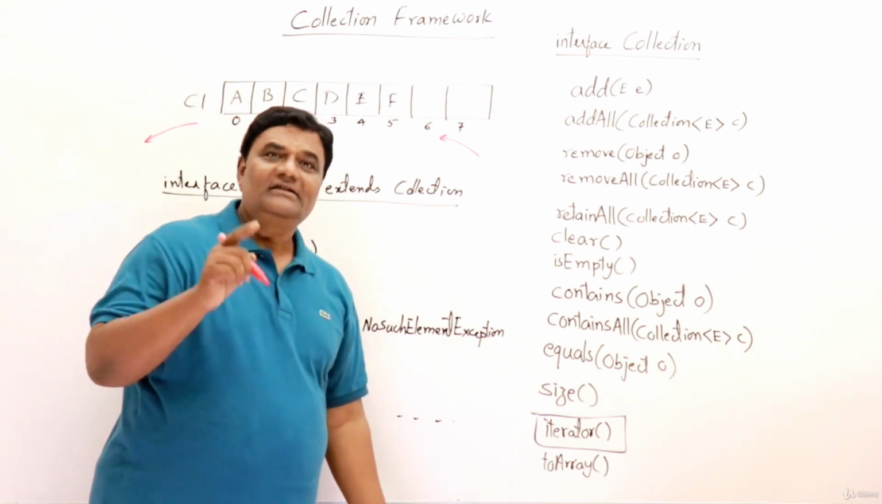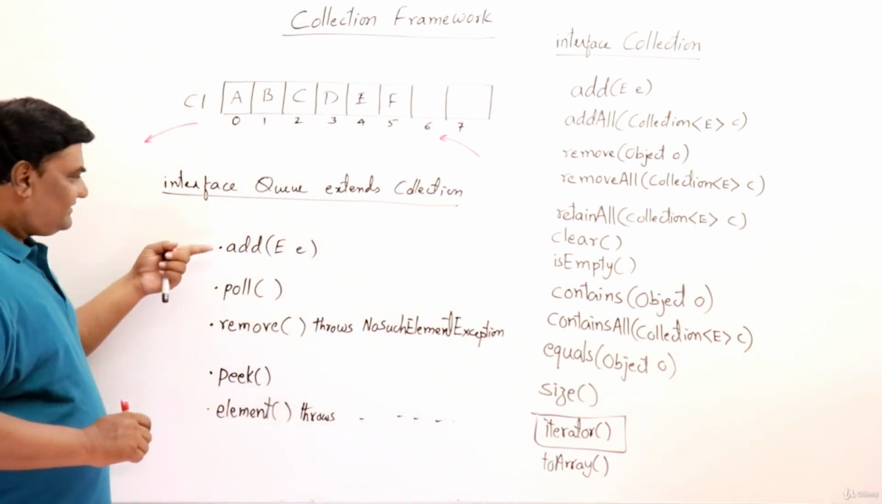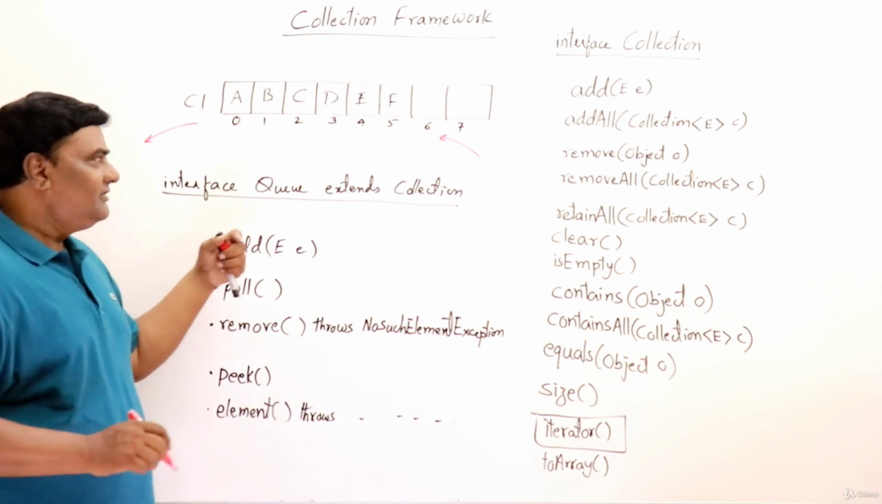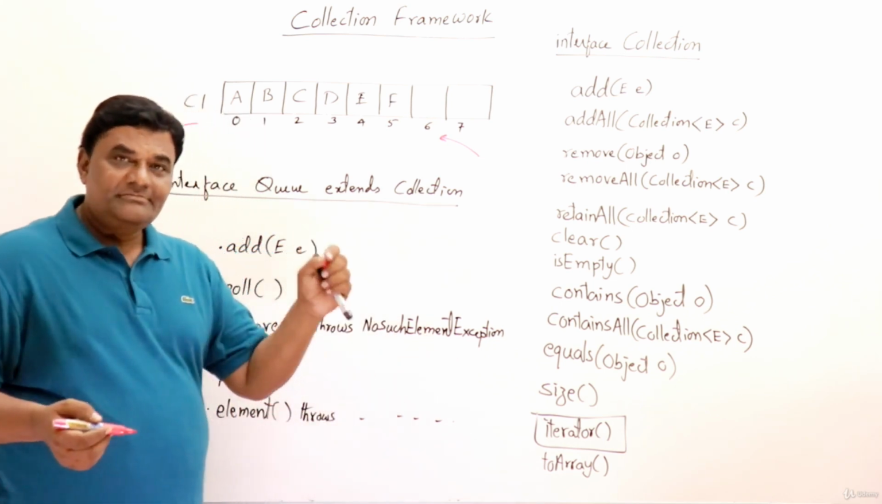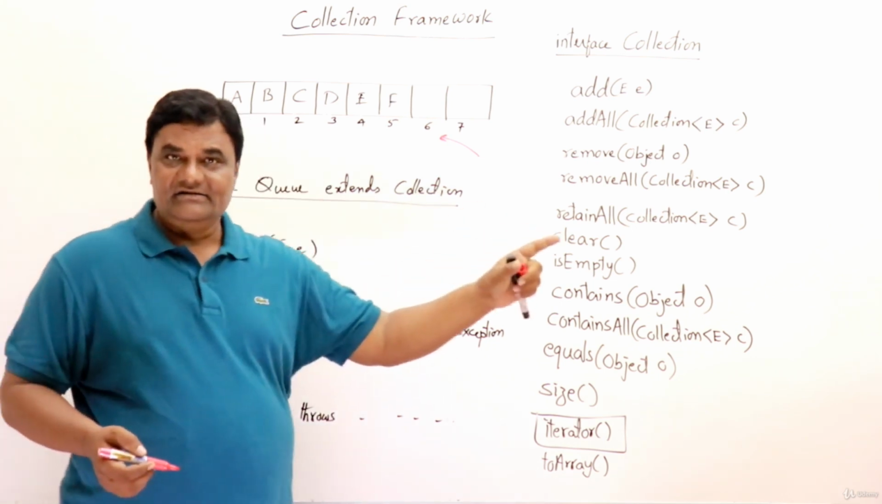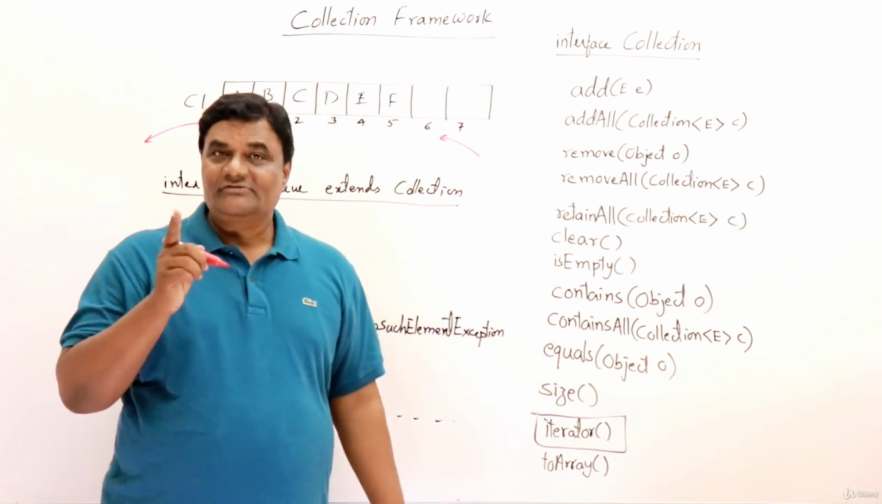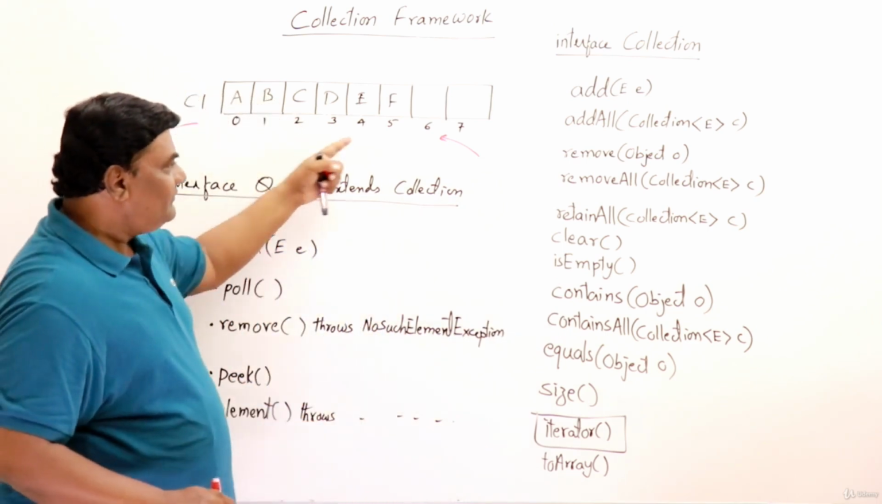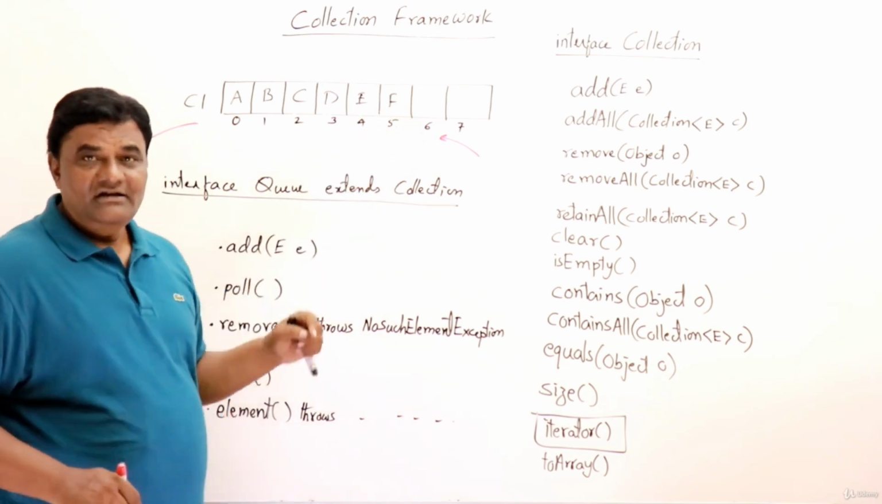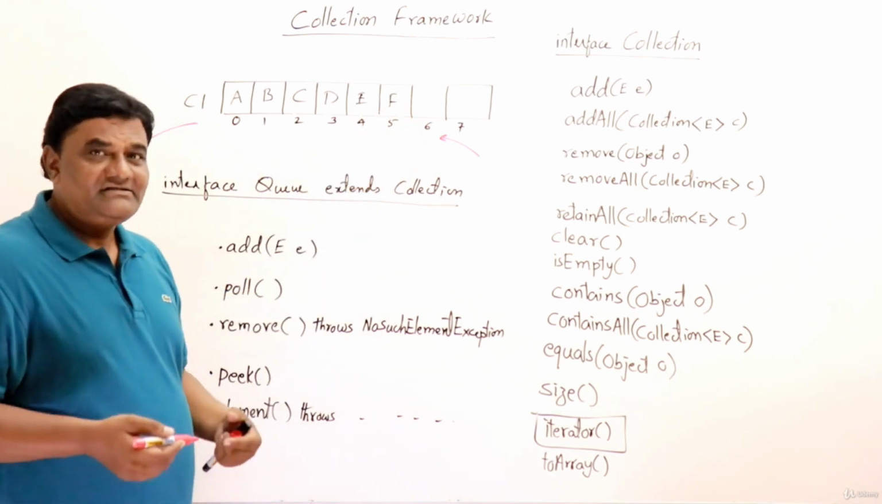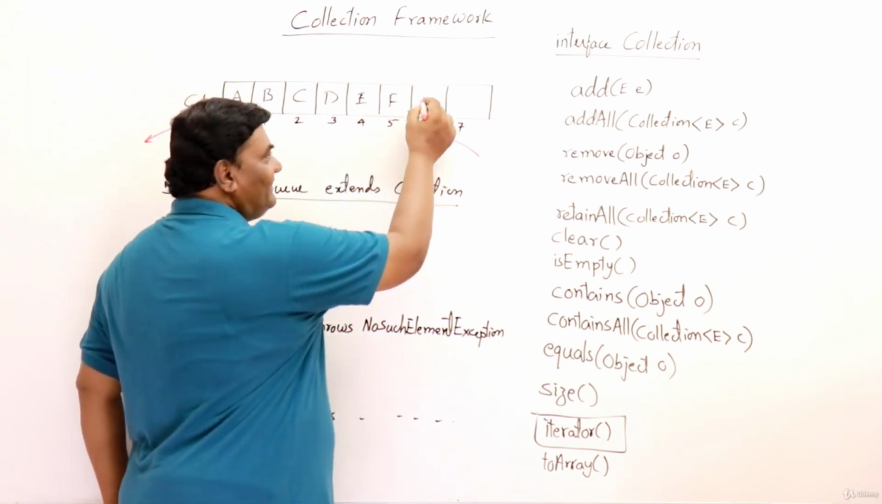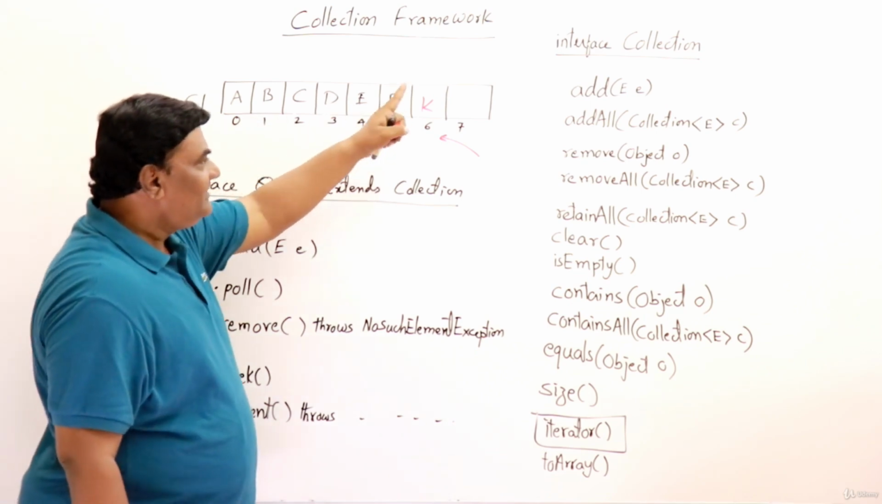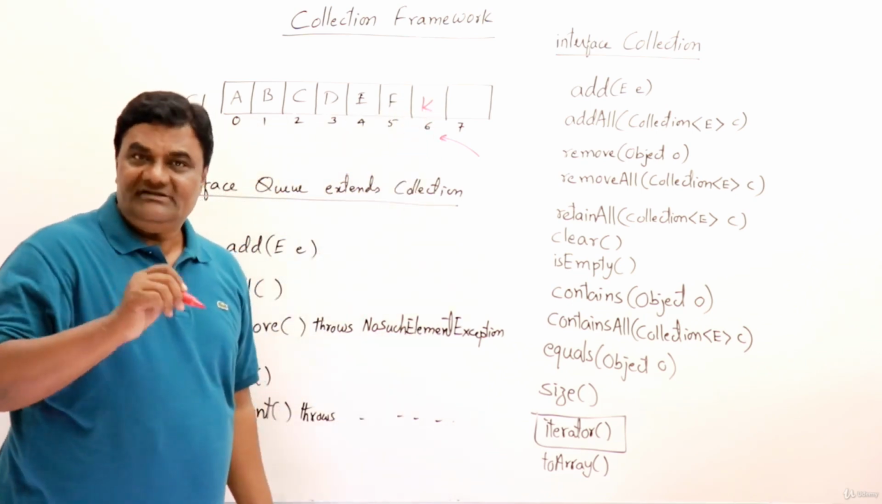Only a few methods are there, let us look at them. The first method is add. It will not ask you where to add, it will simply add at the end. Because it has to support the FIFO mechanism, a new object will be inserted at the end of the queue. If I'm inserting a new element, let us say K, K will be inserted here, after the last element.